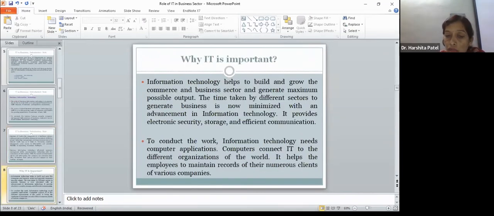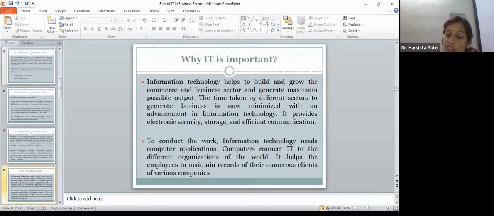Now, how important IT is, we can see with certain points. Information technology helps to build and grow the commerce and business sectors and generate maximum possible output. The time taken by different sectors to generate business is now minimized with advancements in information technology, and it provides electronic security, storage, and efficient communication. To conduct the work, information technology needs computer applications.